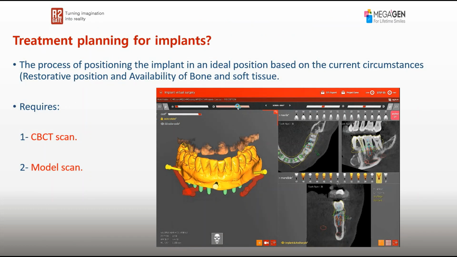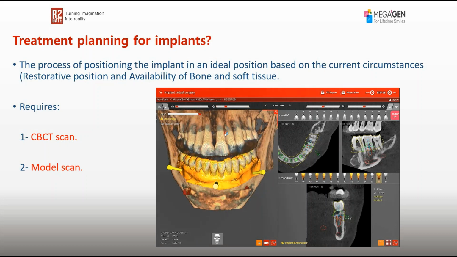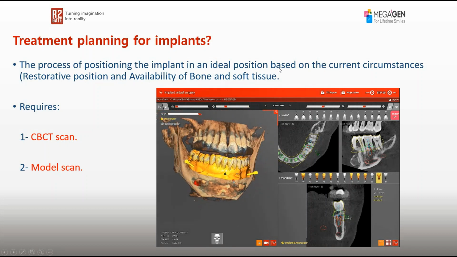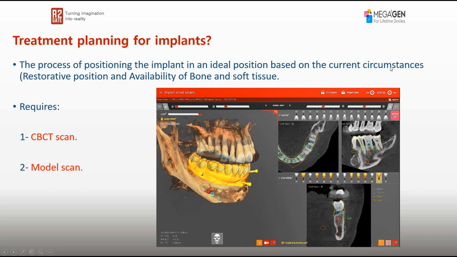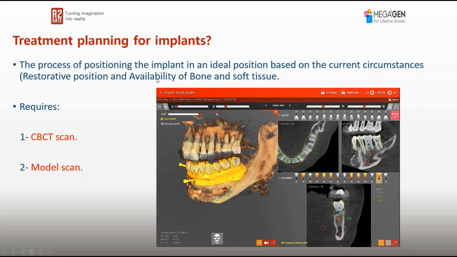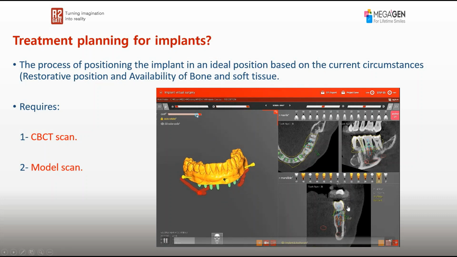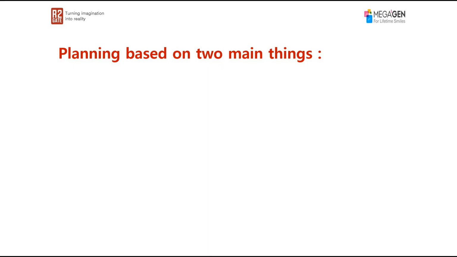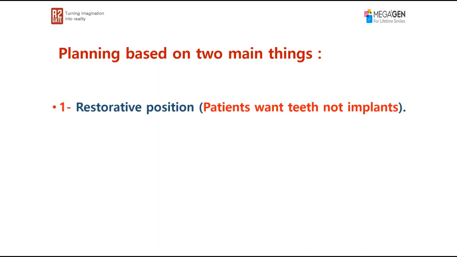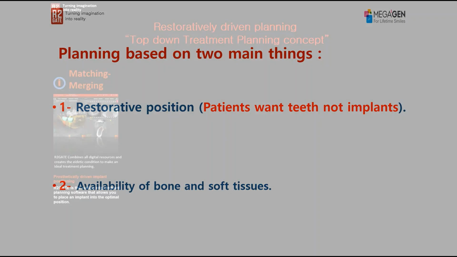So what is treatment planning for implants? The process of positioning an implant in an ideal position based on the current circumstances, whether restorative position and availability of bone and soft tissue. This is what treatment planning means. Now, planning is based on 2 main things. Number 1 will be the restorative position, because patients want teeth and not implants. And number 2 will be the availability of bone and soft tissue. Those are the 2 main factors that affect our treatment planning process.